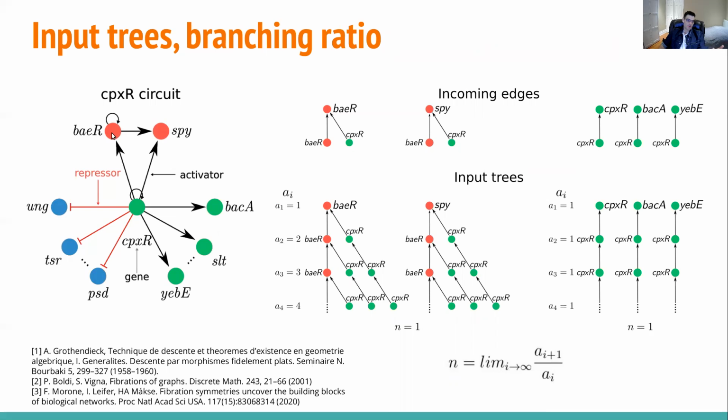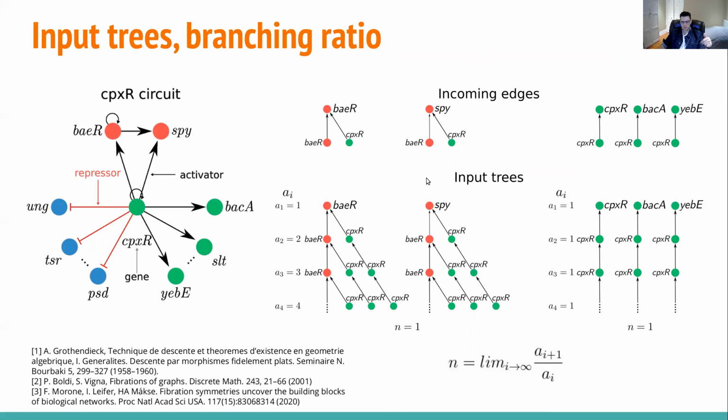If you look at the red node buyer here, it receives from itself, and it receives from CPXR. Spy receives from buyer and CPXR. CPXR receives from itself. All these green nodes receive from the CPXR. So here it's easy to see. These are incoming edges.